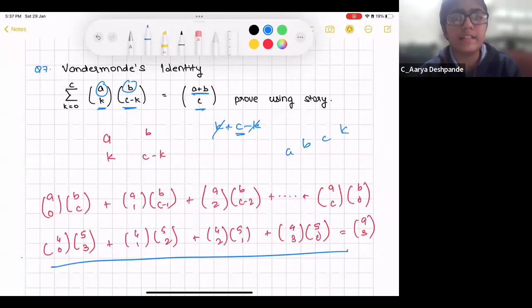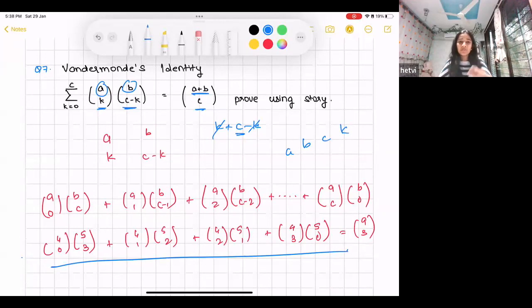I wanted to ask, in this case, can C be negative? Oh, no. In combinatorics, it's about choosing and arranging things, right? So you cannot have negative items. Just think about it as there are 10 things, you're choosing 4. You cannot choose -4.